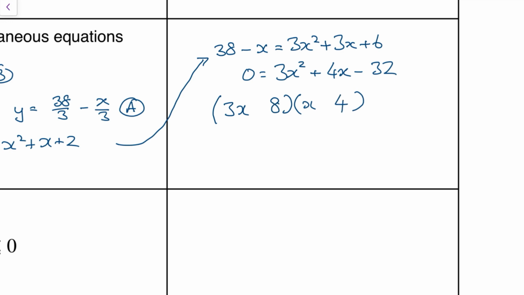So I am genuinely guessing here. Normally I try and do this with a bit more thought. So 3 times 4 is 12, minus, oh, that is right. So 3 times plus 4 is 12x minus 8x. That does work.